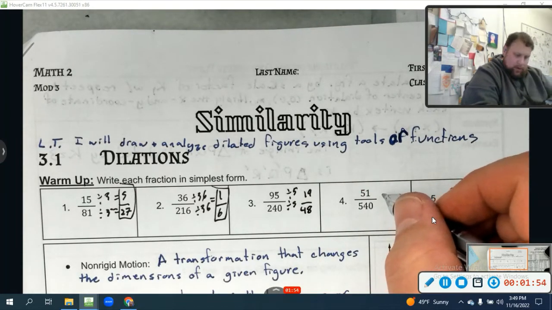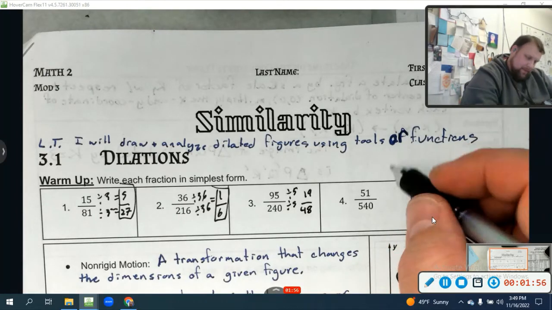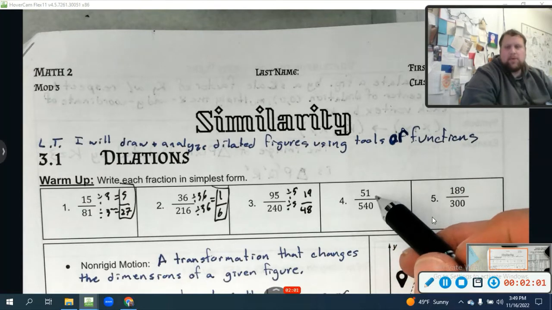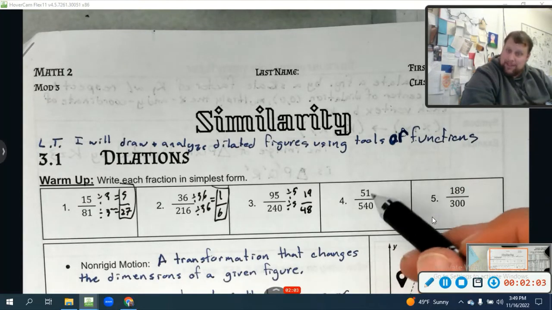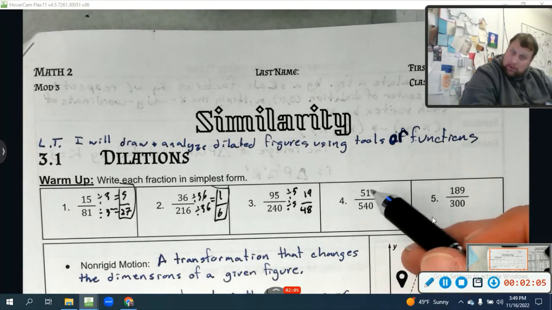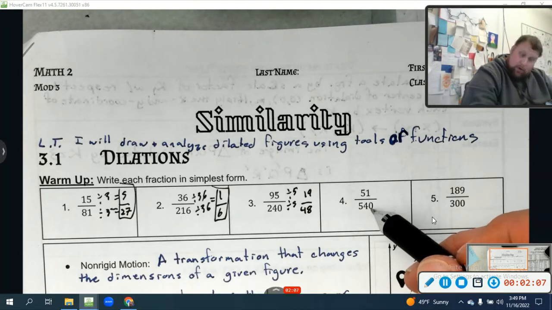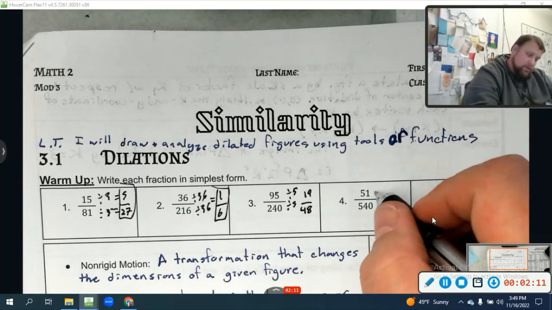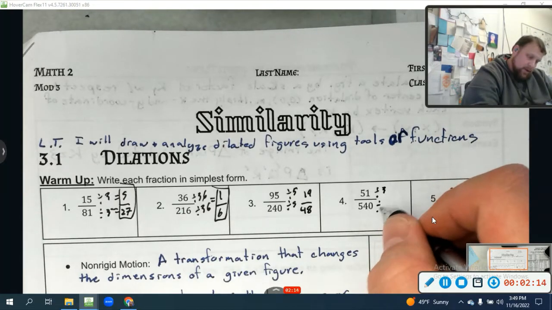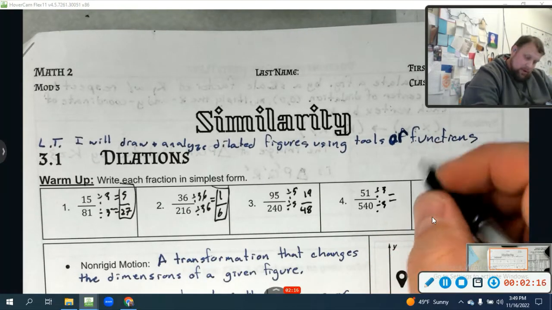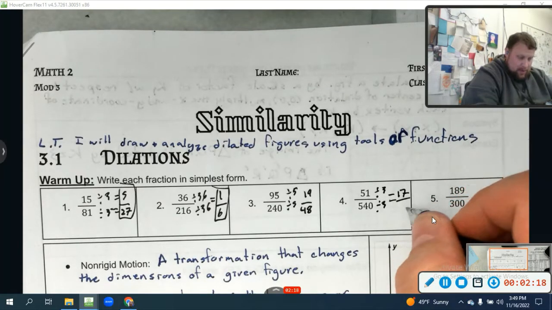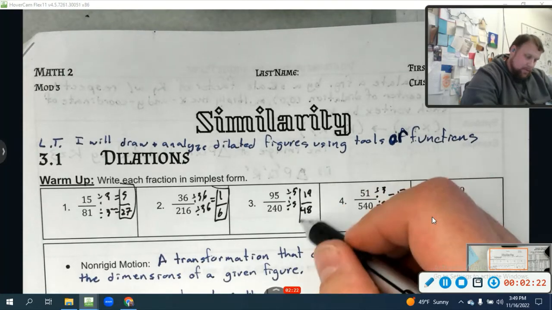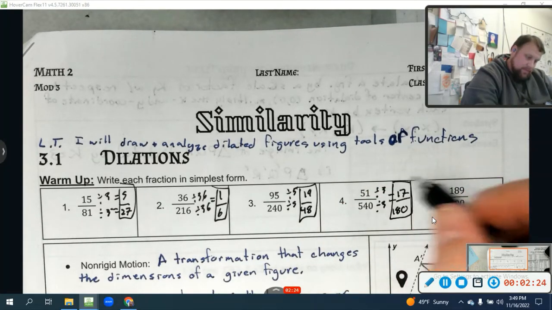Okay, 51 and 540. How do we do this? Well, they're both divisible by 3. How do I know that? 5 plus 1 is 6. Did you know you can add the digits together, and if your answer is divisible by 3, so is the whole number? 5 plus 4 is 9. 9 is divisible by 3, so they're both divisible by 3. Little shortcuts. So 3 goes into 51 17 times, and 3 goes into 540 180 times. Boom.